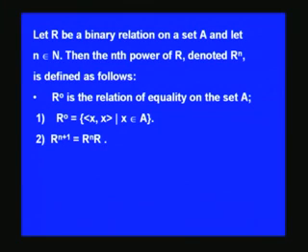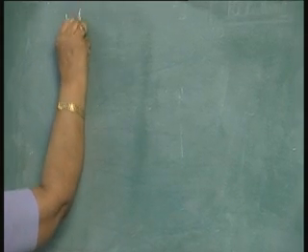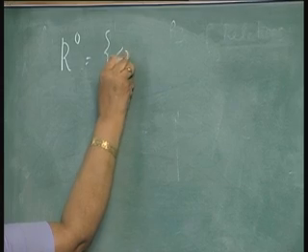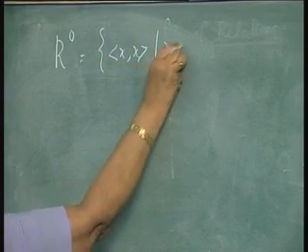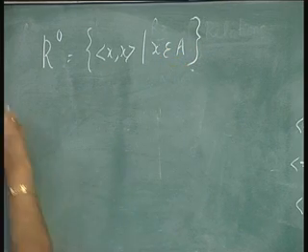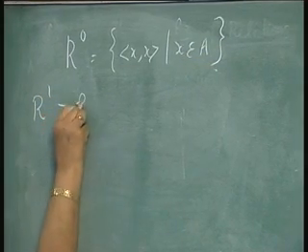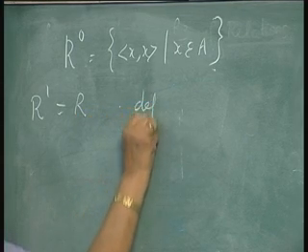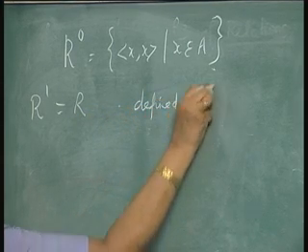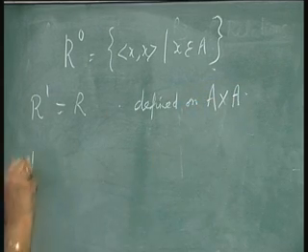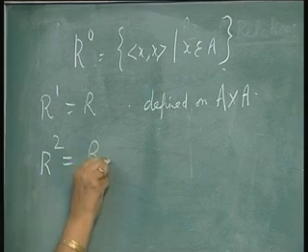R0 is the relation of equality on the set A. R0 is x belongs to A. R power n plus 1 is equal to R power n into R. So, it is like this. You can talk about R power 0, that is the equality relation, x belongs to A. R power 1 is just R. This is defined on A cross A. What can you say about R squared? R squared will be defined as R into R.